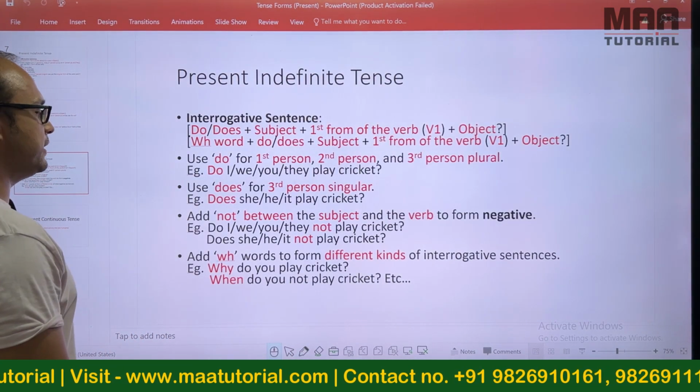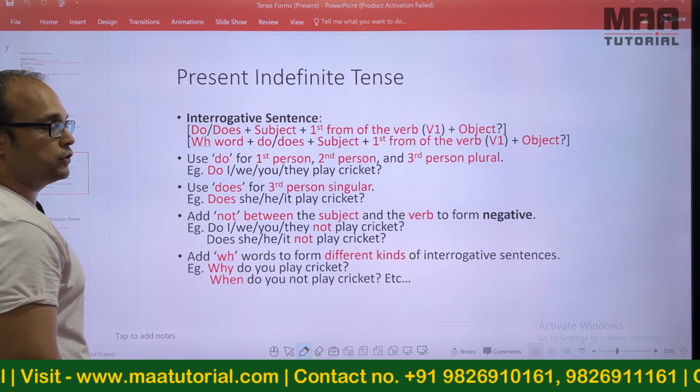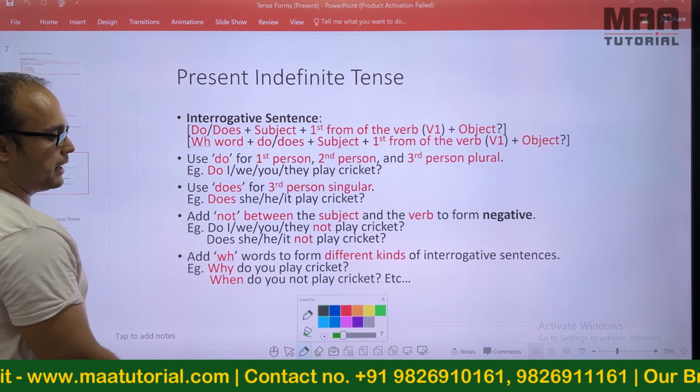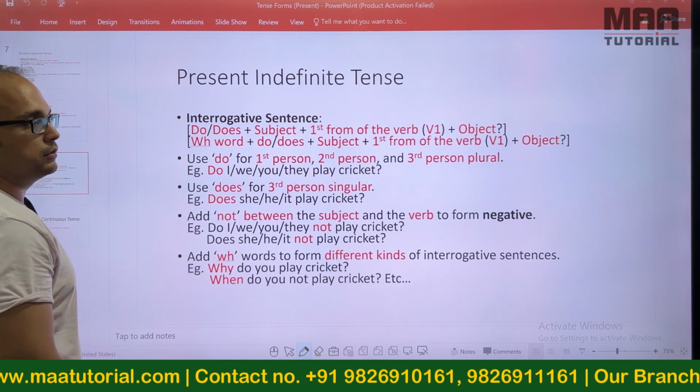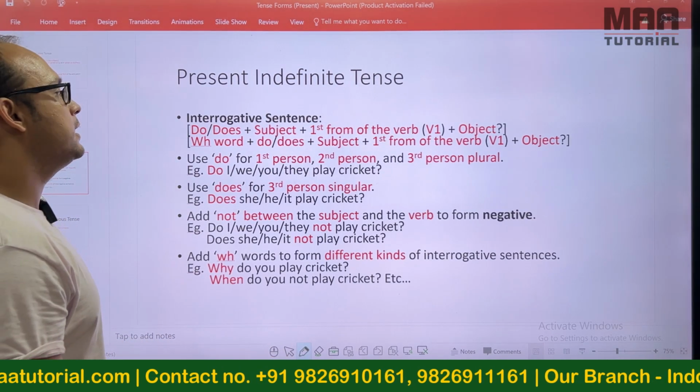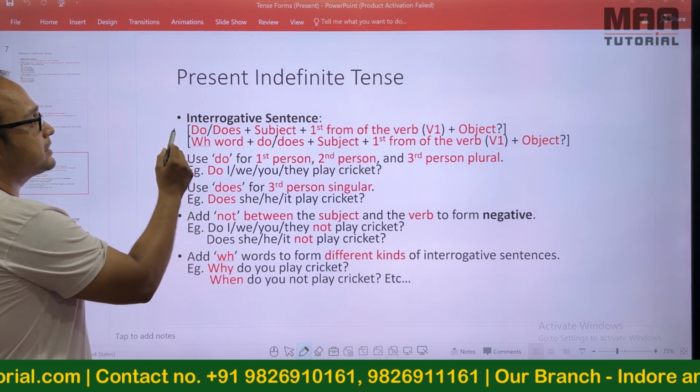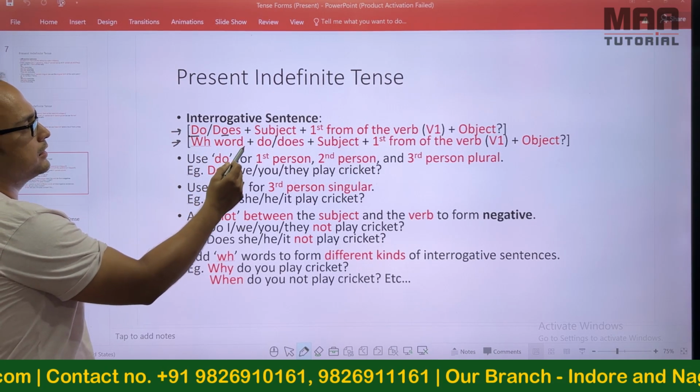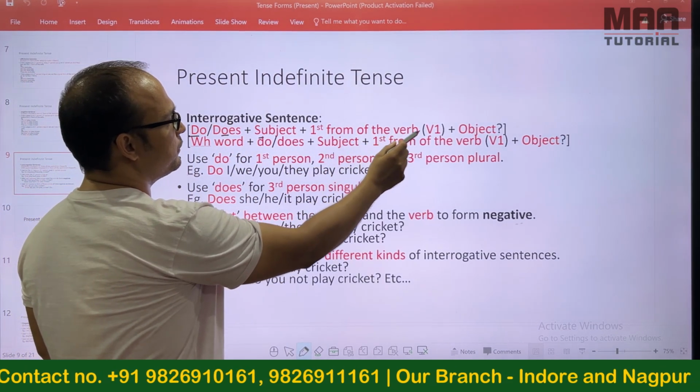Now you got the interrogative structure. Interrogative structure means the questions. If you don't remember all of these, please make sure you're going back to study the kinds of sentences that we did in the first few lectures. So it starts with the auxiliary. It starts with do, does, moves on to the subject, then first form of the verb plus object.